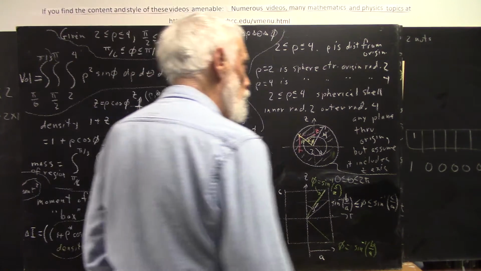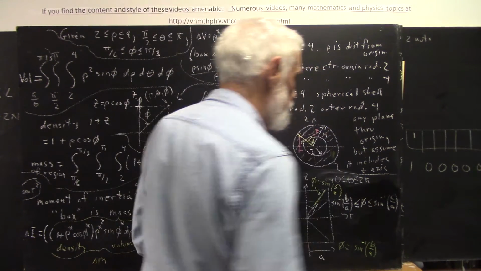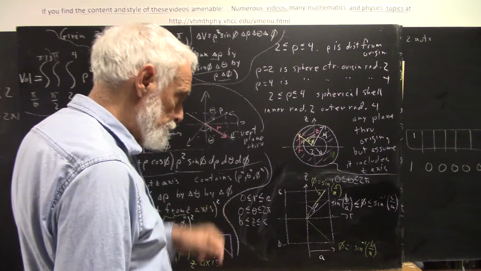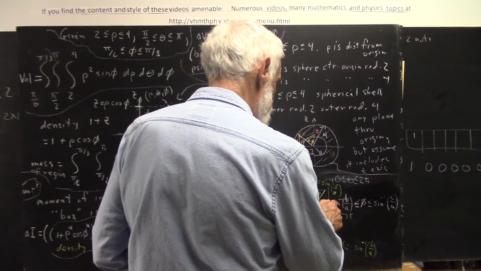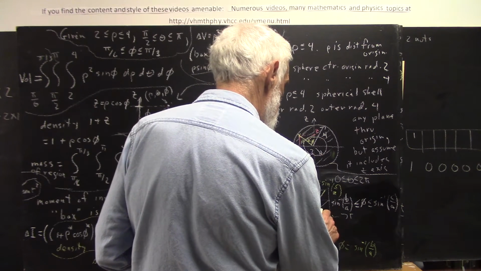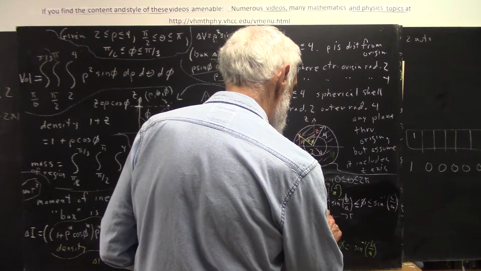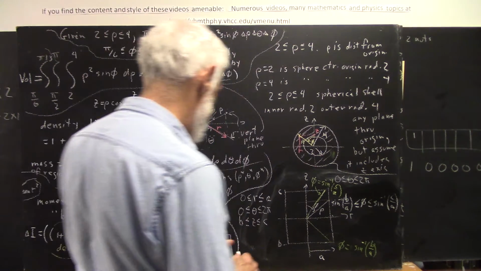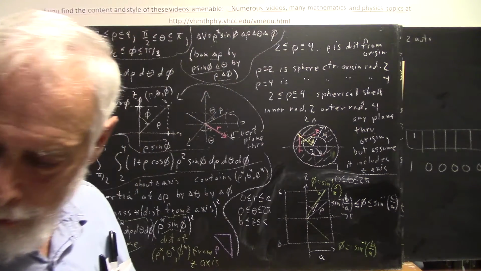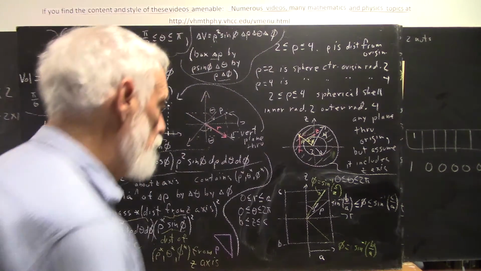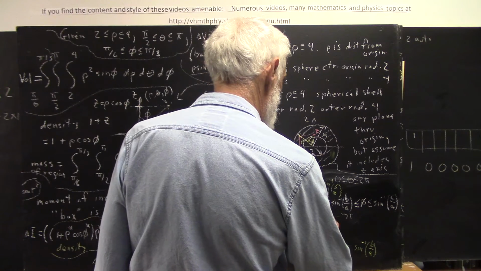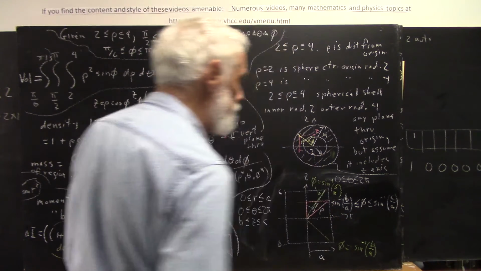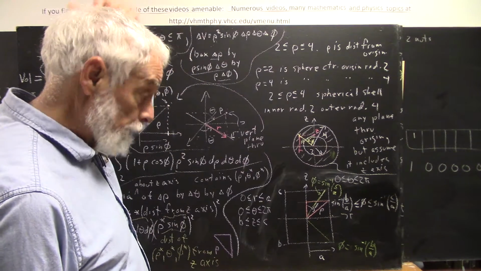Okay, within this range of angles phi, for any angle phi, we're going to have our rho here, and I'm going to sketch it in a different color. We can consider this triangle.